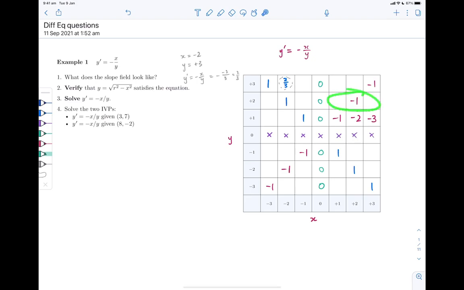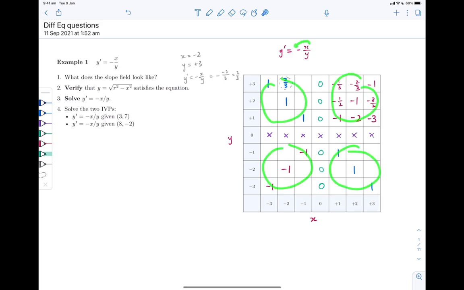What about this part? 1 over 2, but negative, and this one 3 over 2, but negative. This one 1 over 3, but negative. This one 2 over 3, but negative, right? And I'm now ready really to mirror this everywhere, because it's such a symmetrical kind of thing here. The only thing that changes is the sign.